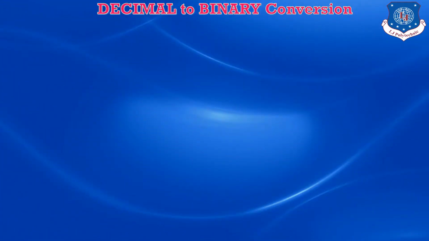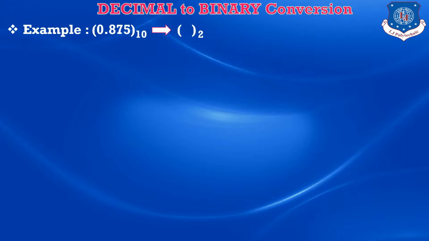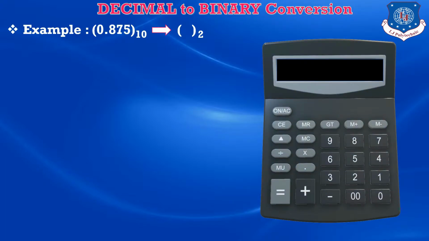Dear students, listen carefully. The decimal to binary conversion method for fractional value is a little bit different. Here, I take 0.875 as a fractional decimal number. Now we proceed for its binary conversion. Make sure that for decimal to binary conversion of a fractional number, we have to follow multiplication with the base or radix. Here for our reference we use a calculator.